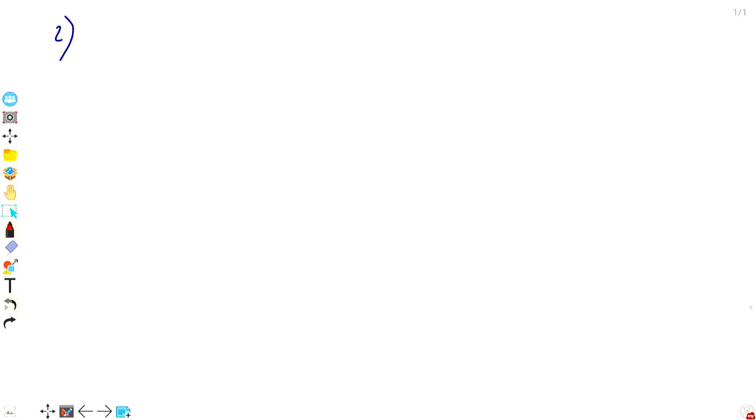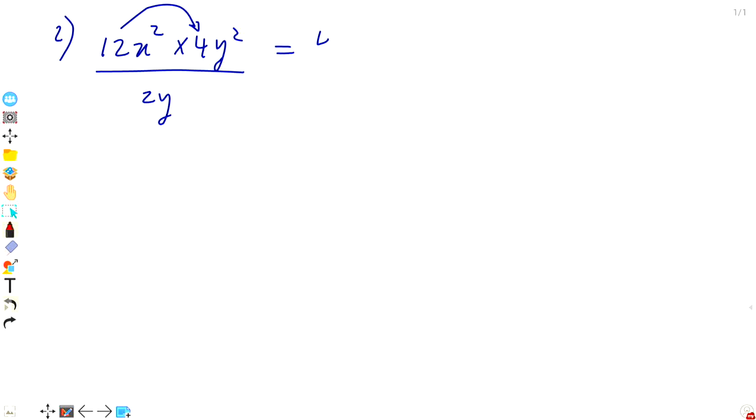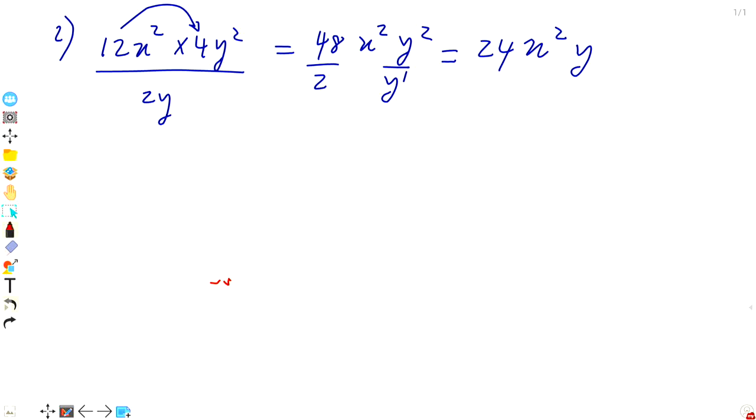Question number 2, what you have is 12x squared and then 4y squared divided by 2y, right? So 12 into 4 is going to be 48. Then x squared, you get 2 here, y squared here divided by y. So you can see it's going to be 24. Here x squared, so the power is 1. So it's going to be y. Okay, so that's the answer.